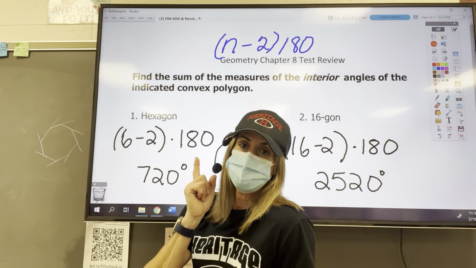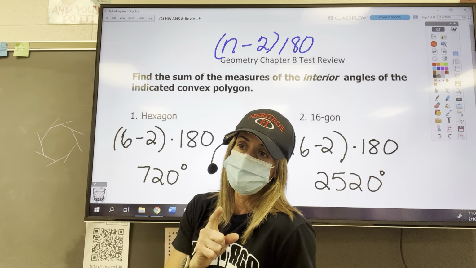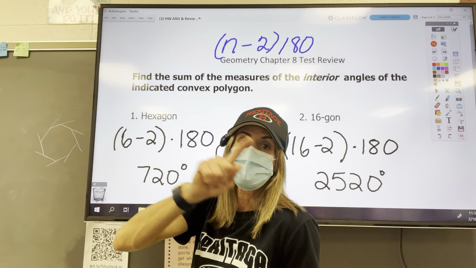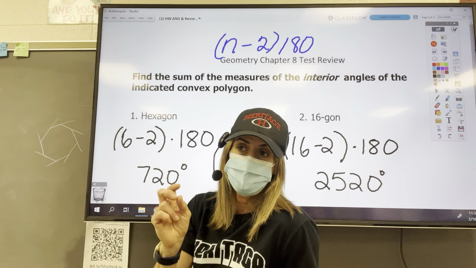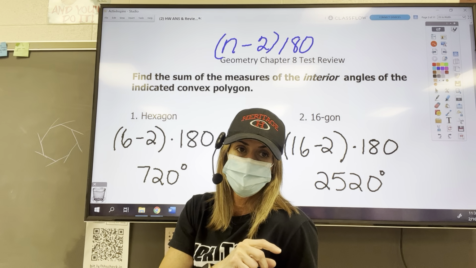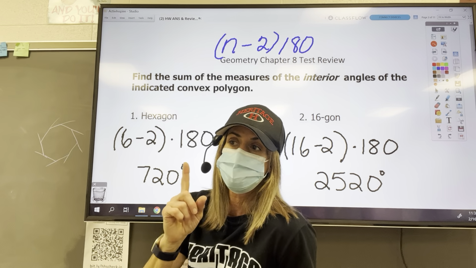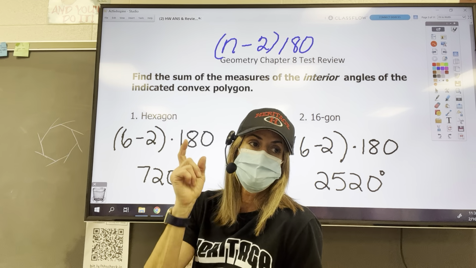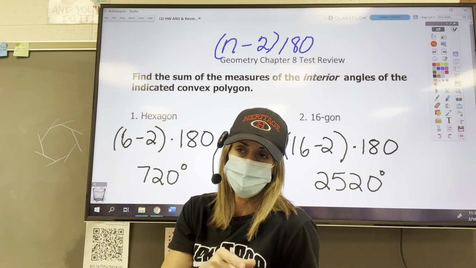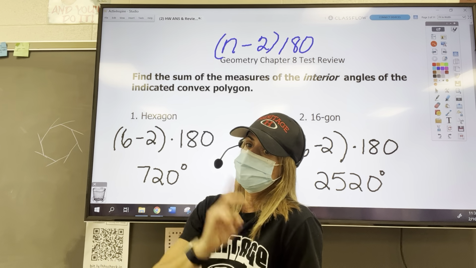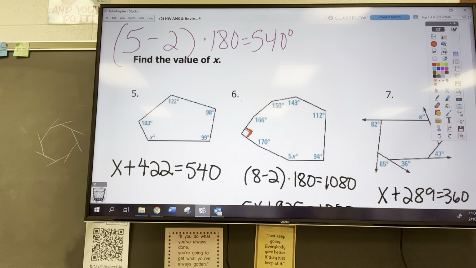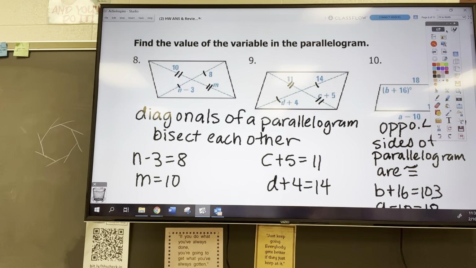So if you have to find the measure of one interior angle in a regular polygon, you find the sum first, and then you divide by how many sides. If you have to find the measure of one exterior angle, it's 360 divided by the number of sides. Are we good? Gotta do both of those things. All right, moving on. Number 8. Number 8, number 10.